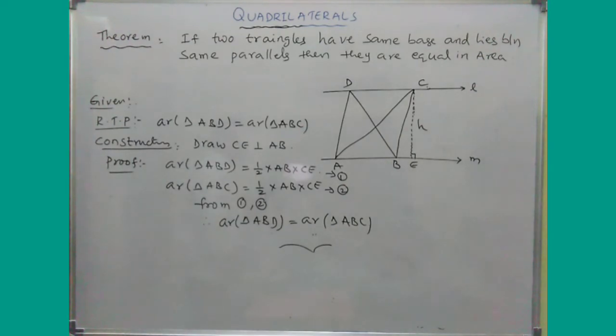Similarly, if two parallelograms lie between the same parallel lines and have the same base, then their areas are also equal. Whereas if one is a parallelogram and the other is a triangle, then the area of the triangle is half of the area of the parallelogram.